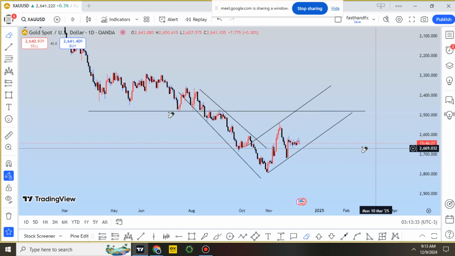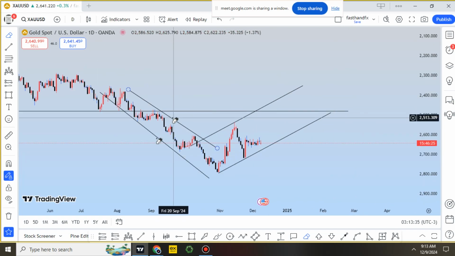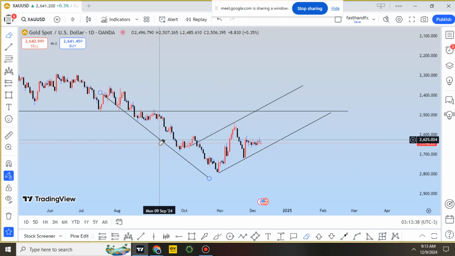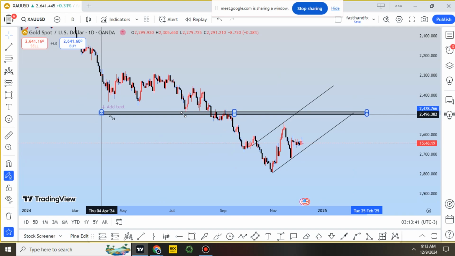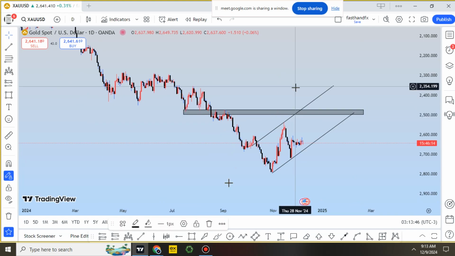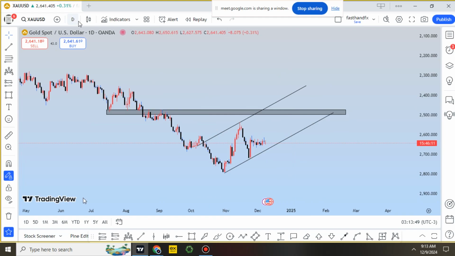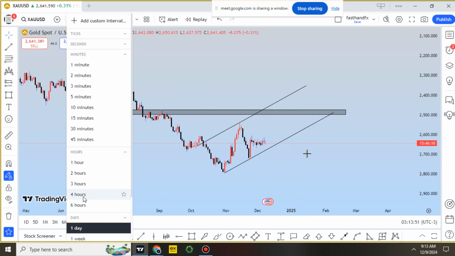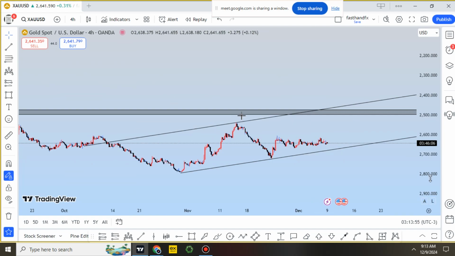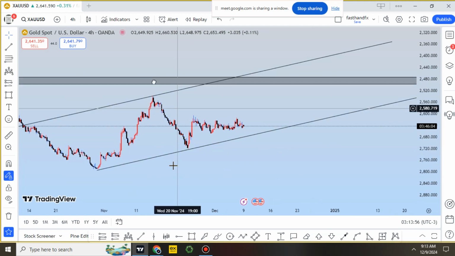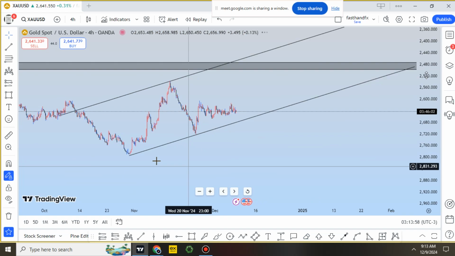So if we remove that, now look at this. Let's also remove this. I think we should now have this right there. We've had a touch. So let's take it to the hour now. Right now all I see is that, what's this? Gold is trying to give us a continuation pattern.